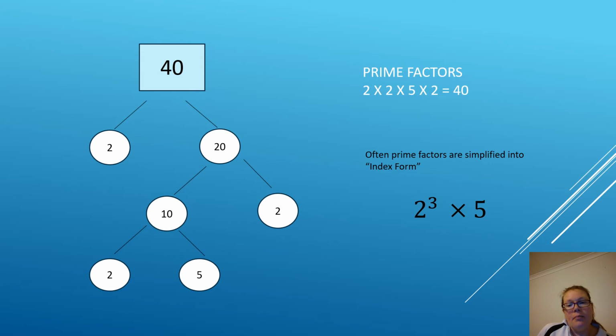Then you could have done it a different way. Instead of doing 2 and 20, you could have done 4 and 10, and then it would have been 2 and 2, and then 2 and 5, and that's acceptable too. Just remember that you're still going to get this as your simplified index form, 2 to the power of 3 times 5.